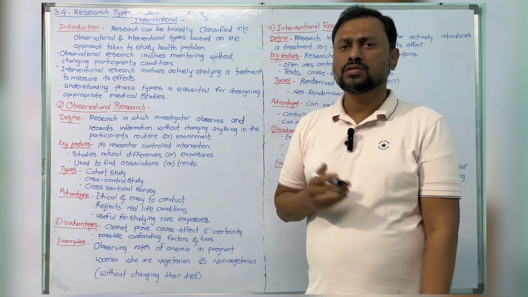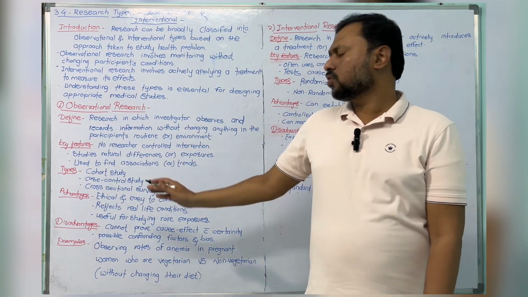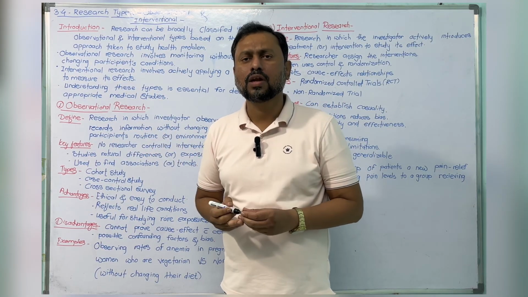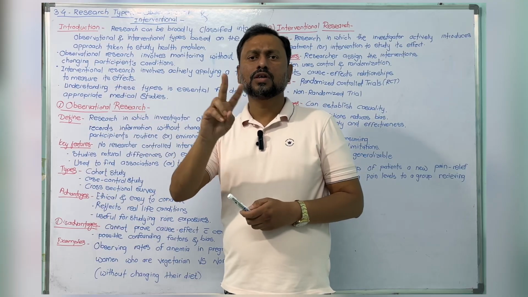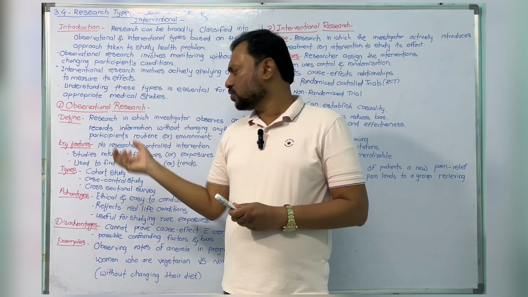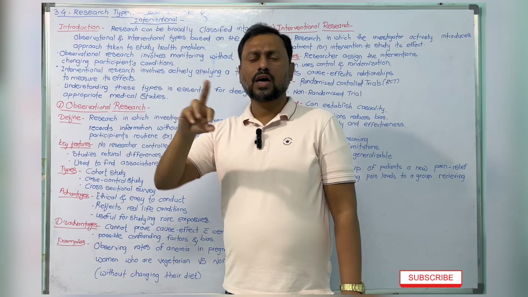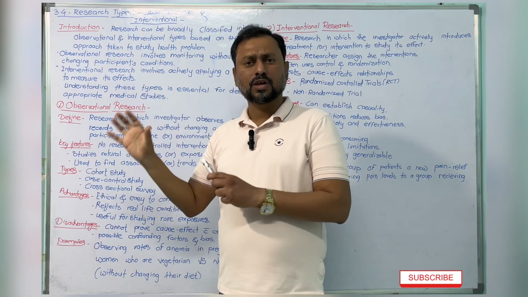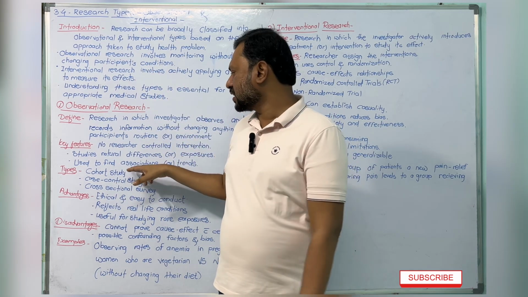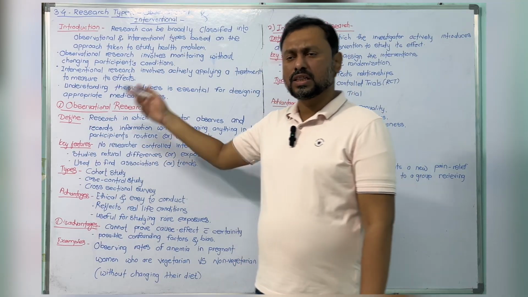Now what are the types? The very common types are cohort study, case control study, and cross-sectional study. Cohort study means observing one particular group. For example, in one particular area, comparing lung cancer in smokers and non-smokers. You can observe the people for 15 or 20 years, comparing smokers and non-smokers. This type of observation comes under the cohort study. Okay, we will study the details in the next classes.